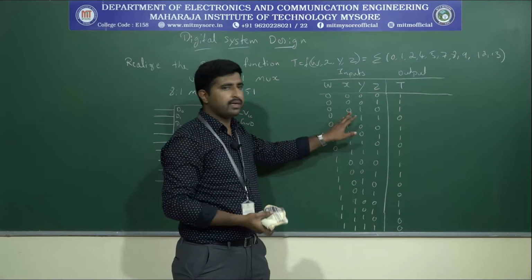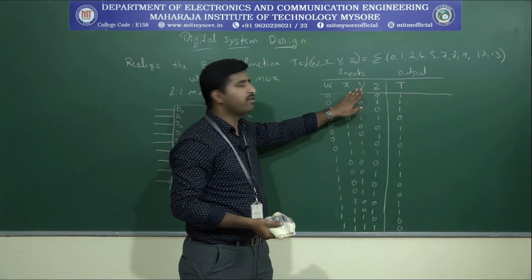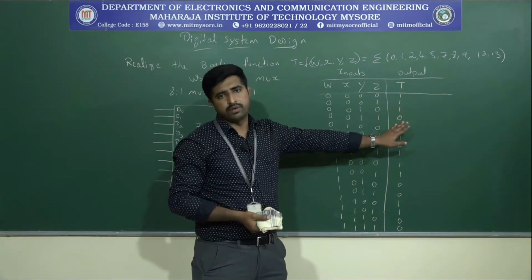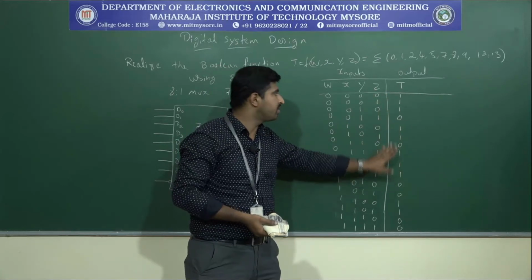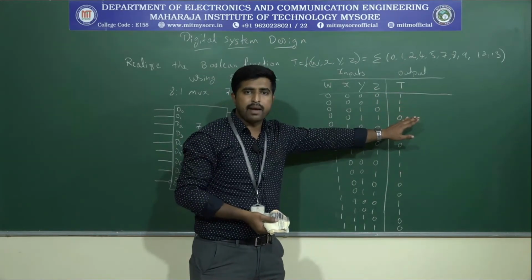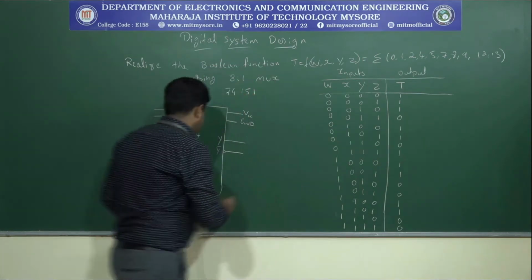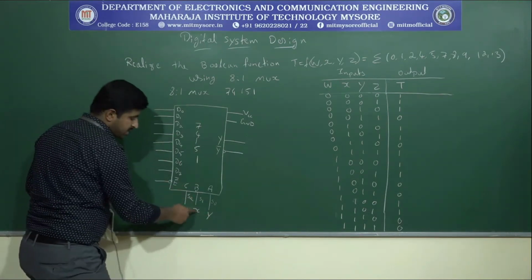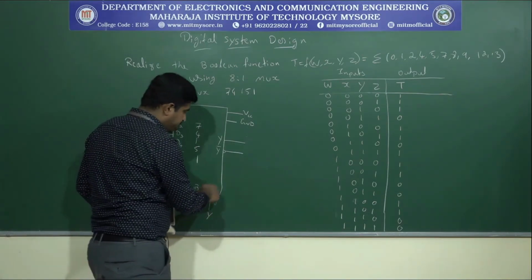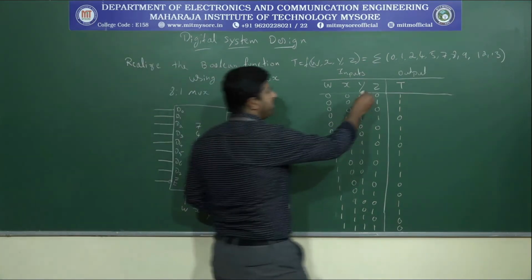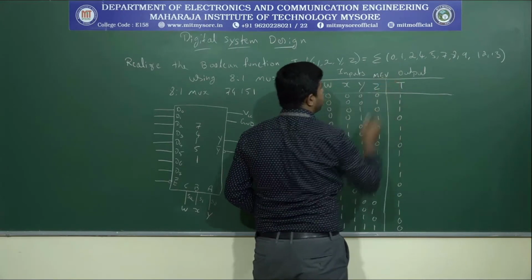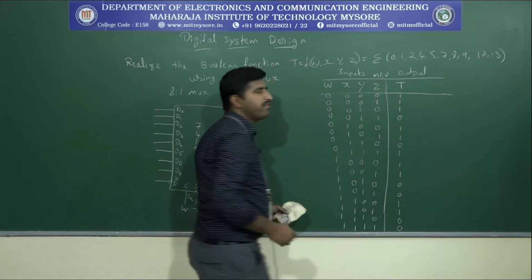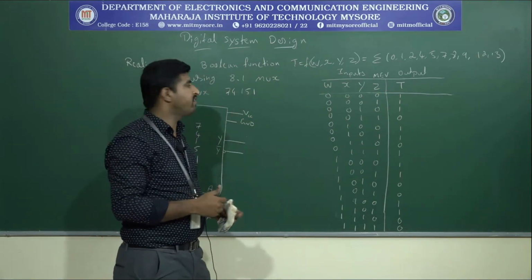Then how to implement? Here WXY will be used as the select lines, and Z will be considered as an input. As the output changes with respect to Z, we are going to create a map entered output. So W will be connected to C, X will be connected to B, and Y will be connected to A. Z will be considered as the map entered variable, and here we write the output corresponding to the map entered variable, the same way we did in the last problem.